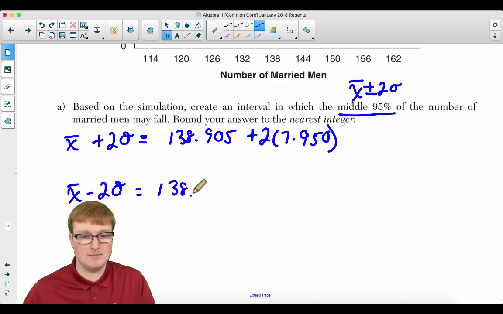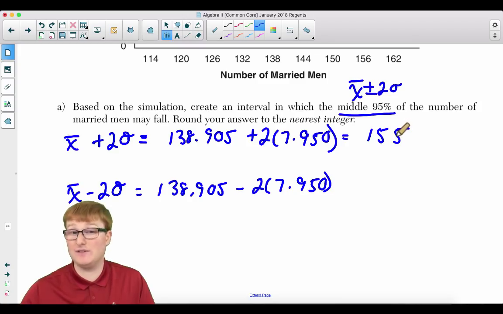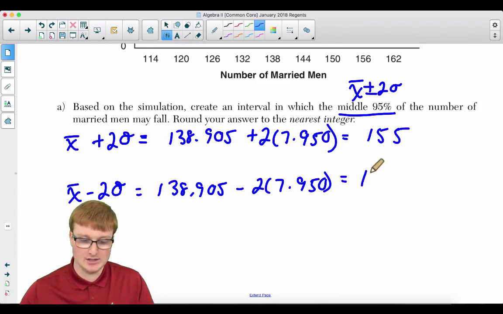This is going to be 138.905 minus 2 times the standard deviation of 7.950. When you enter those into the calculator, that's 155. It says round your answer to the nearest integer. The lower bound is going to be 123.